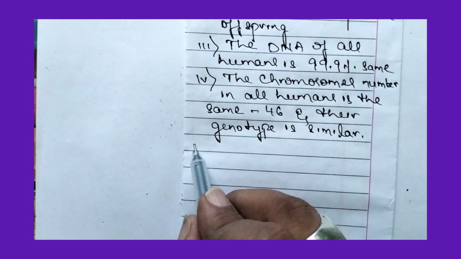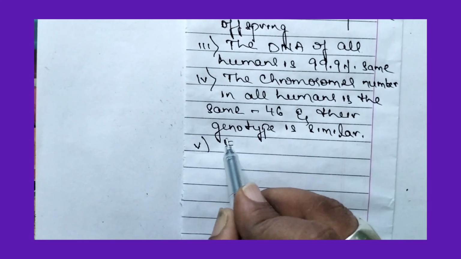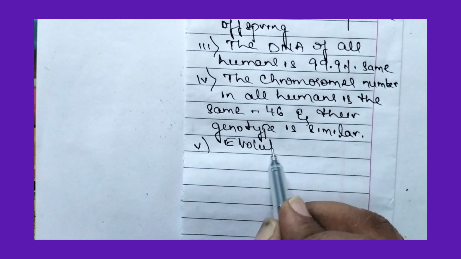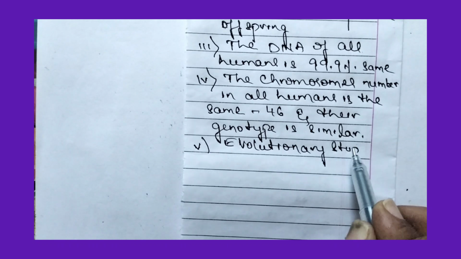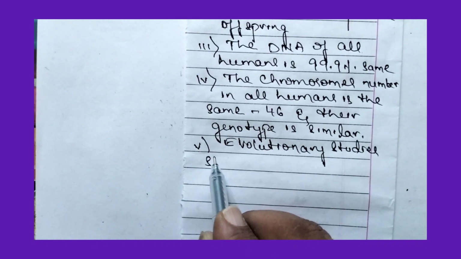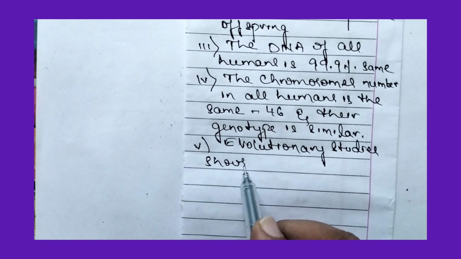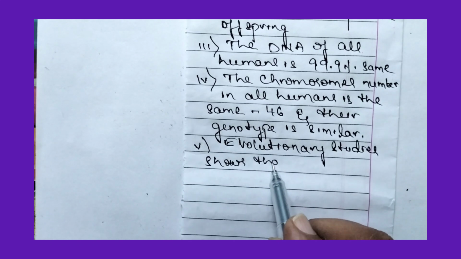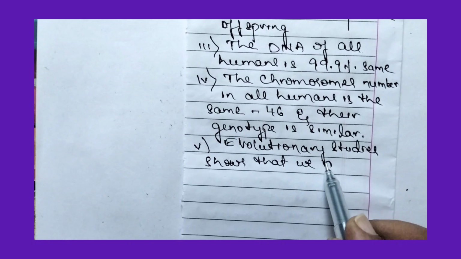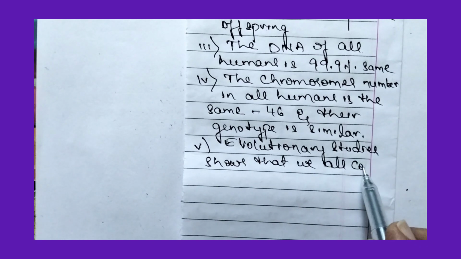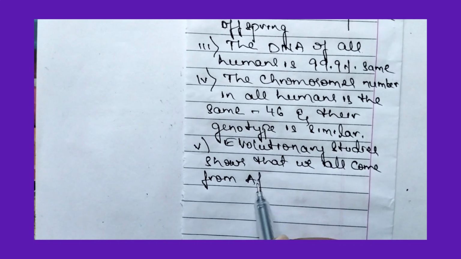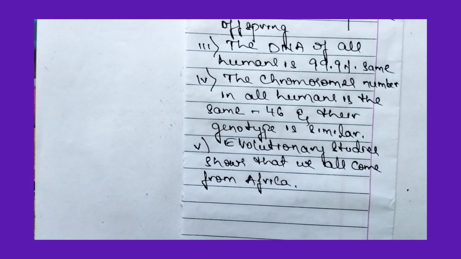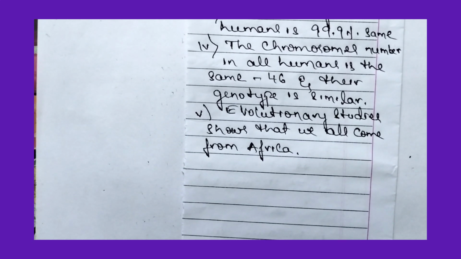And the fifth point is evolutionary studies show that we all come from Africa. We all come from Africa. So like this we have to answer this question.